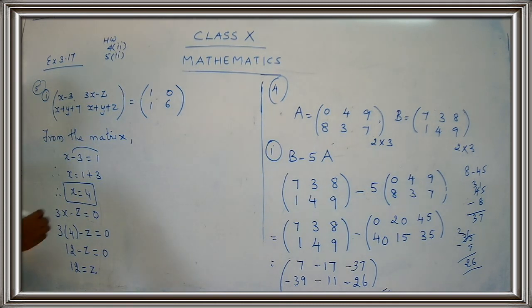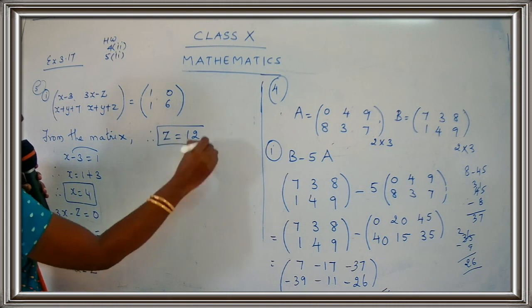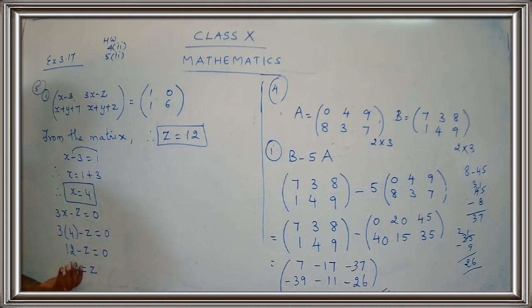I'll complete the final statement: therefore z is equal to 12. I'm just bringing the z to this side. Minus z was there, children, so I'm taking this minus z to the RHS part. So I get z, writing down in a proper order: z is equal to 12. So we have found the value for x, and also we have found the value for z.